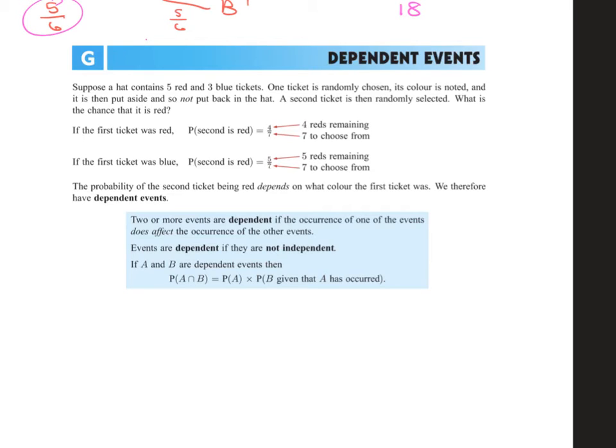It says, if A and B are dependent events, then the probability of the intersection of A and B is equal to the product of the probability of A and the probability of B, given that A has occurred. So the probability of A times the probability of B given that A has occurred. We are taking into account that A has occurred. If we are not replacing something, then that means we're dealing with dependent events because now your denominator has changed, right? So instead of 8, now you're dealing with 7 for that first example.